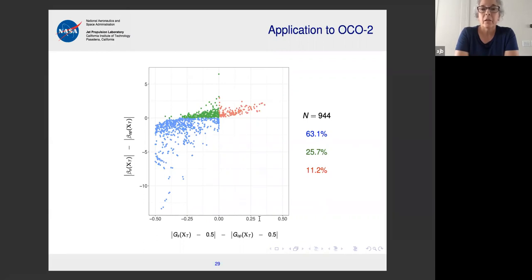This is just a scatter plot that shows the first metric on the x-axis and the second metric on the y-axis. And you see that on 63% of these 944 values, by our metric, we did better than the operational retrieval. Let's see, small is good in both cases, I believe. Joachim could probably remind me of what's going on here. We did worse in 25% of the cases. And I'm not going to try to think that through in real time.